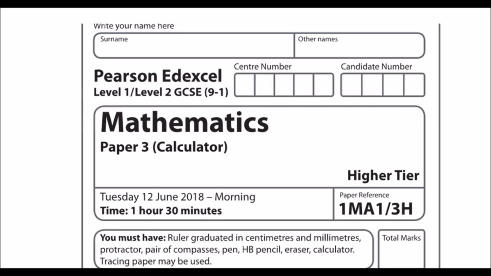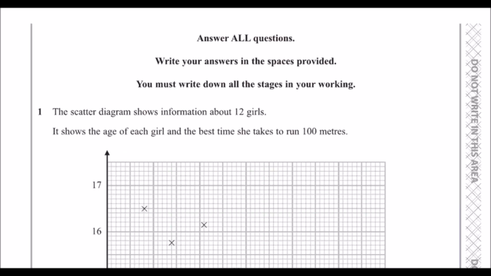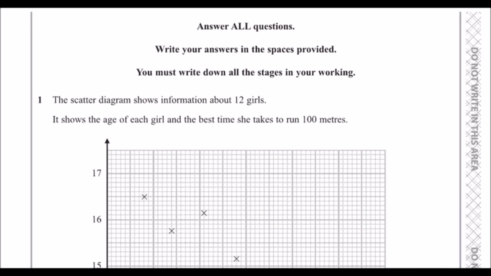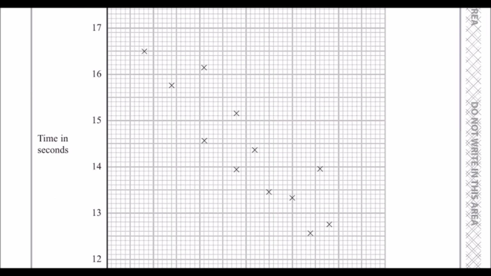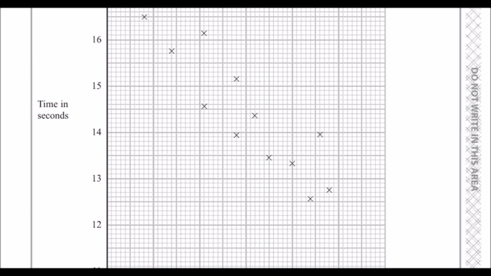In this video, I'm going to do the paper 3 calculator higher tier from June 2018. Question 1. We've got a scatter diagram showing information about 12 girls. It shows the age of each girl and the best time she ran the 100 meters. So you can see here we've got the scatter diagram.